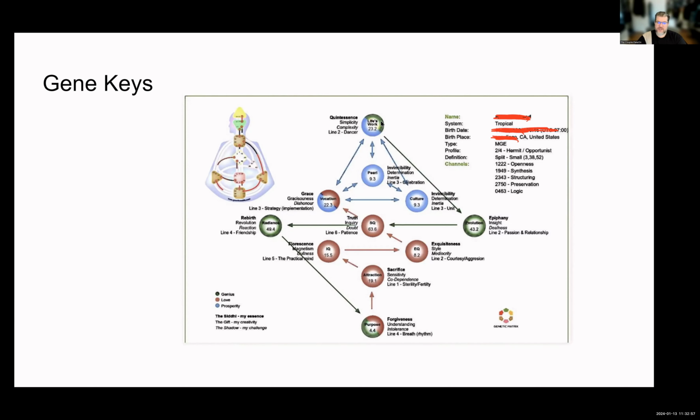So there's this outer sequence, the green ones on the very edge: life's work, your radiance, your rebirth, your purpose in life, and then your evolution. In the bottom corner, it tells you about your genius sequence, your love sequence, and your prosperity sequence. The words in bold are called the codon, the one in regular text is your gift, and the italics one is your shadow.